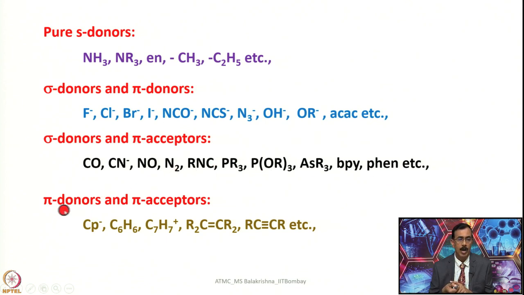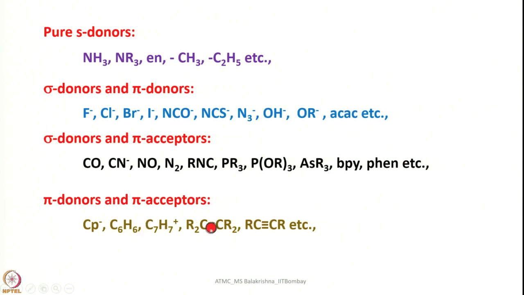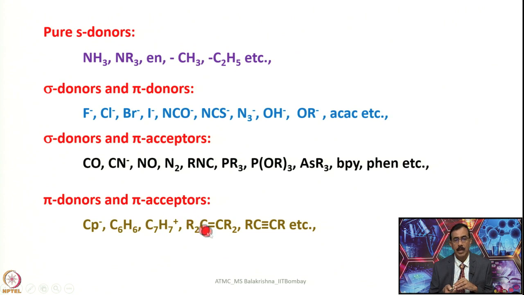Similarly, among pi donors and pi acceptors, we have several carbon donor ligands such as Cp minus, C6H6, C7H7 plus, and ethylene and acetylene. They are called pi donors and pi acceptors because these pi electrons are going to the metal as sigma. That is the reason they are called pi donors. One of the bonds in a double bond will be donated to the metal in the form of 2 electrons. However, this bond that is established is sigma in nature.